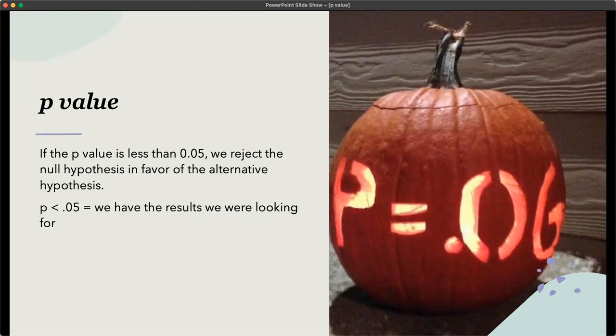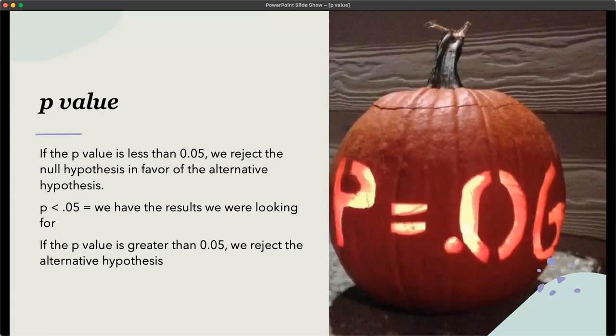So we made a hypothesis or prediction at the beginning of our study or at the end of the background information of our thesis. We have it laid out there. And if we get a number less than 0.05, then we can accept our alternative hypothesis and reject the null hypothesis. This is what we were hoping to find.